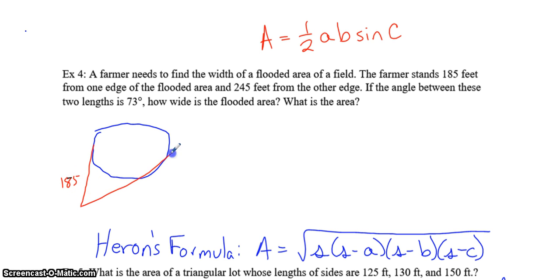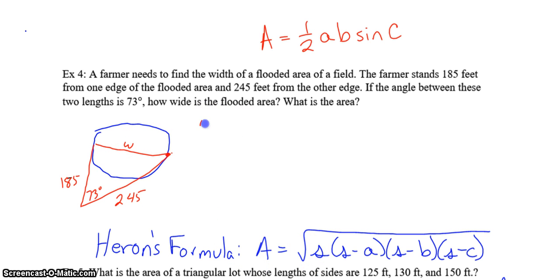Over to here. Let's say that's the 245. And the angle between right here is 73. Again, this is not necessarily the scale. We want to find that width. So that's a nice quick triangle. You can see we don't have the angle on the opposite side. This is all set up for the law of cosines.